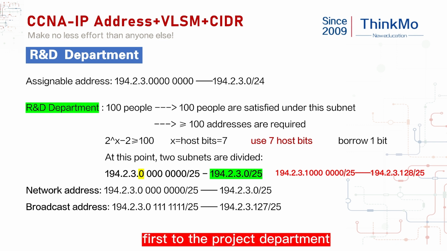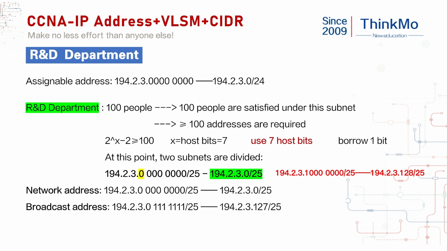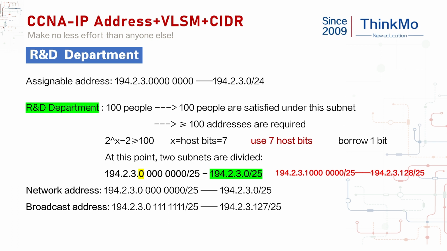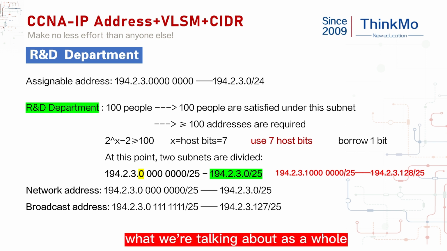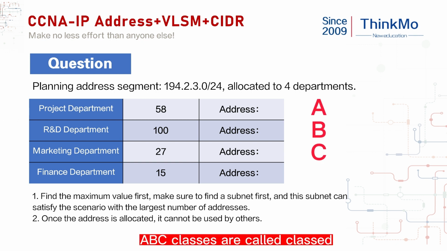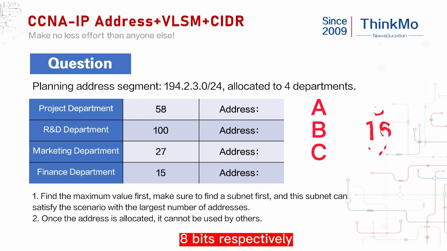First to the project department, to the marketing department, to the finance department. You look at the process between them. At last, we can definitely figure it out. That is to say, what we're talking about as a whole is variable length subnet mask. Let me stress again. According to us, ABC classes are called classful. Such a mask has the form 8 bits, 16 bits, 24-bit mask.